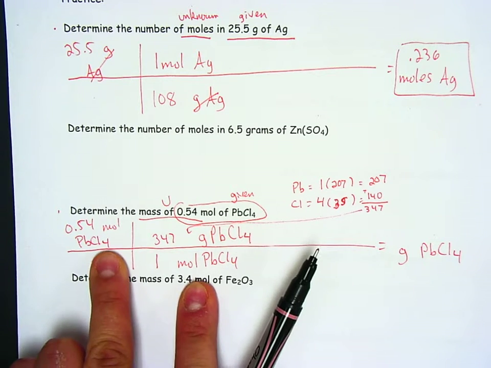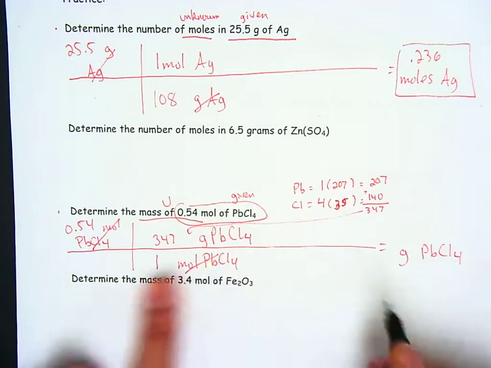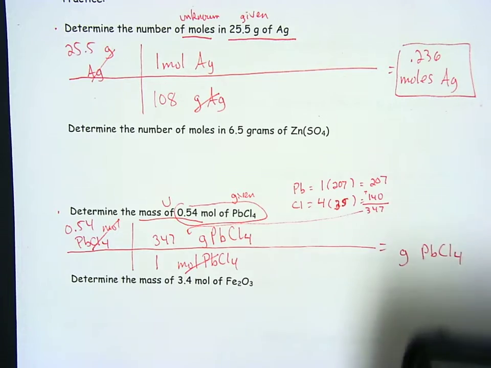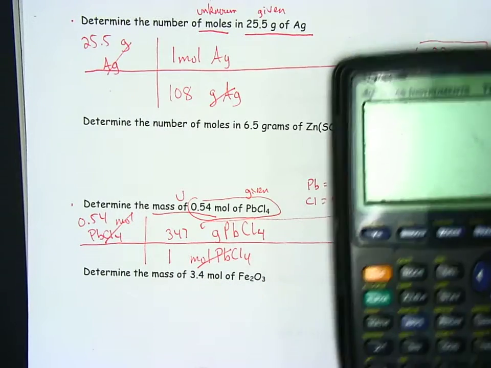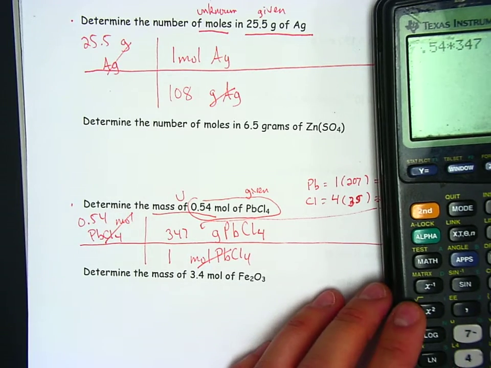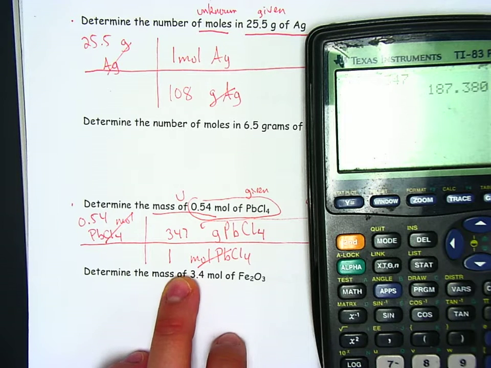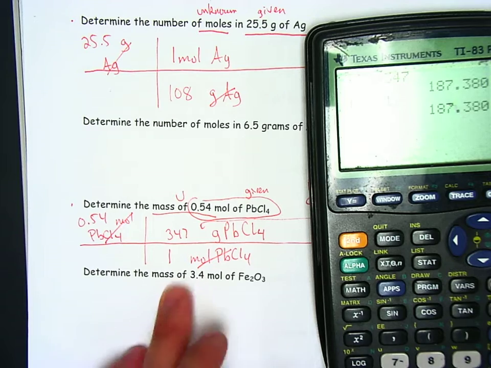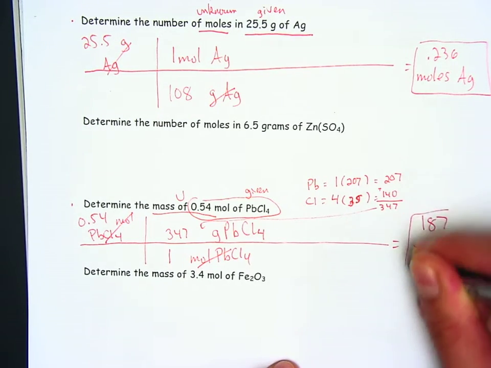I see moles on top matches moles on bottom, which means when we divide by those, they cancel out. I'm left in grams, which is what I wanted. Last step to do is to do the math here. The numbers on top you multiply. So 0.54 times 347. Okay, so we get 187.4 divided by 1. Well, that's going to be the same thing. Okay, we're going to round that to 187. So that would be your answer for this one.